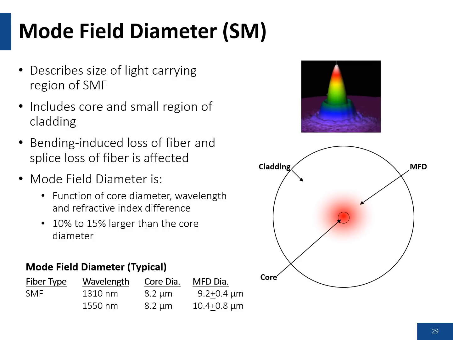Bending-induced loss of fiber and splice loss is affected by it. The mode field diameter is a function of the core diameter, the wavelength, and the refractive index difference, and it's about 10 to 15% larger than the core. One thing you'll notice is that the mode field actually gets larger at 1550. This is why, at 1550, the fiber is more bend sensitive: more energy has already passed the core cladding barrier, and therefore, if the critical angle changes, it will escape very, very quickly.